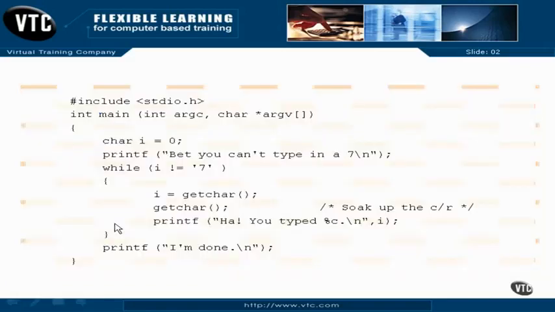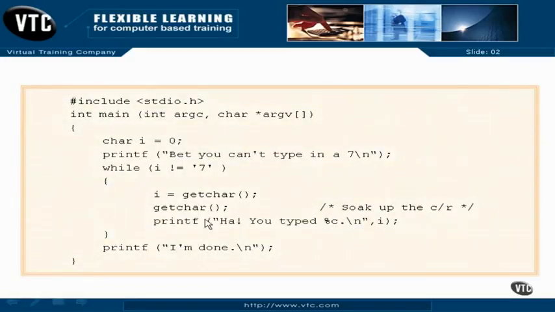Let's take a look at a piece of code. Here's a little program that we'll play around with. We're going to put the computer in a cranky mood, and we're going to have it say, I bet you can't type in a 7. And we're going to set up a little automatic character called i. We'll set it equal to 0 because we're good programmers and we initialize our variables.